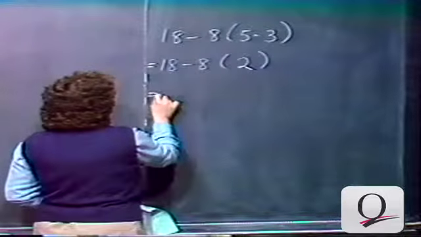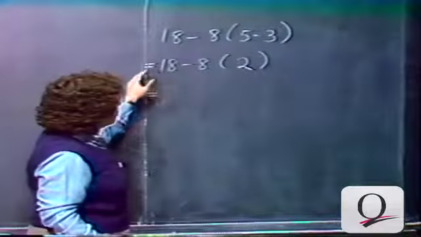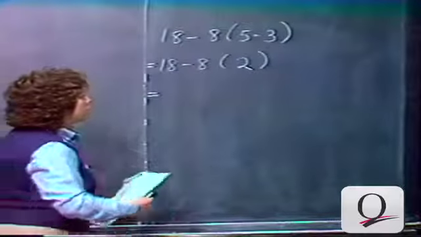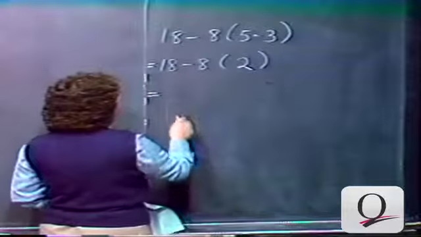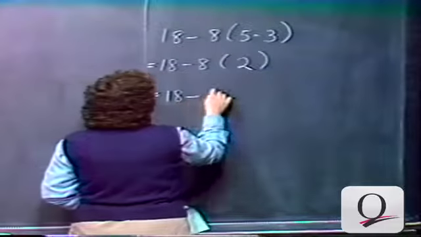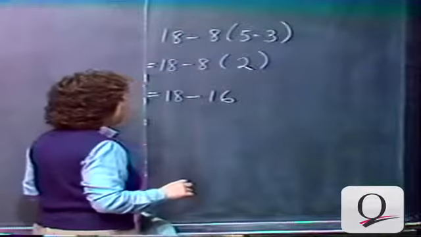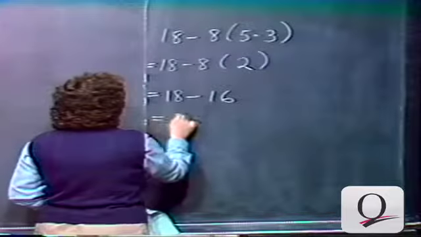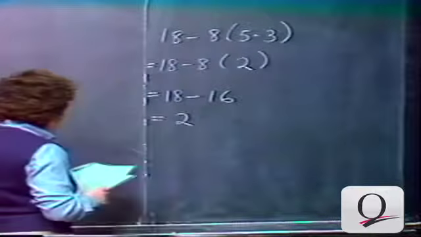And now, going through, order of operations dictates that the multiplication should precede the subtraction. So we'll have 18 minus 16, performing the multiplication first, and then 18 minus 16 gives us an answer of 2.